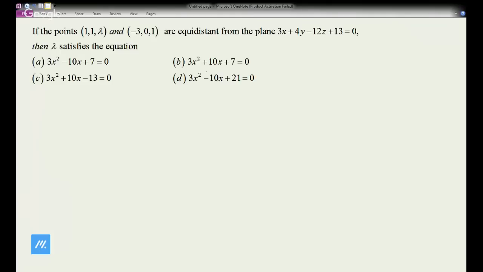So it's again an easy problem, not a tough one. Tough looks like but it is still just as easy. This is 2015 and this came on day one. So the distance of the points 1, 1, lambda and minus 3, 0, 1 was calculated from the plane 3x plus 4y minus 12z plus 13 equal to 0. And this was found to be that these 2 points are equidistant.